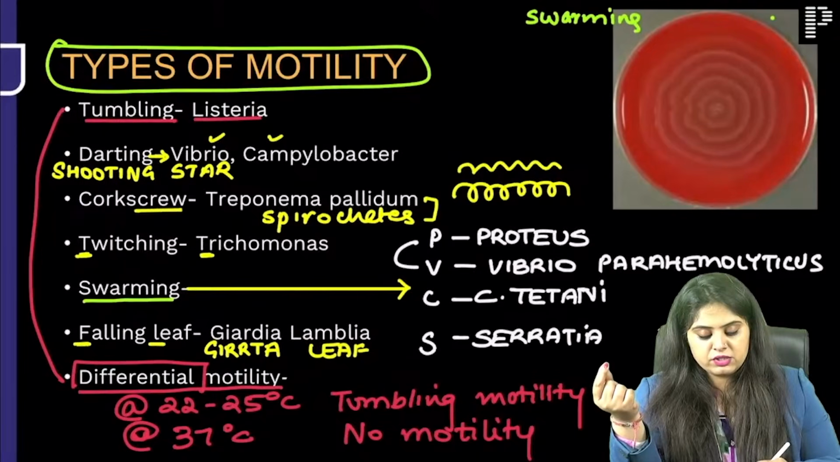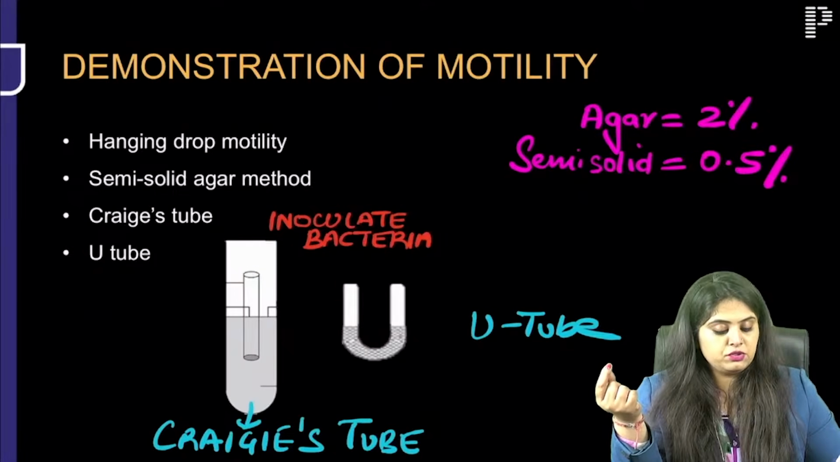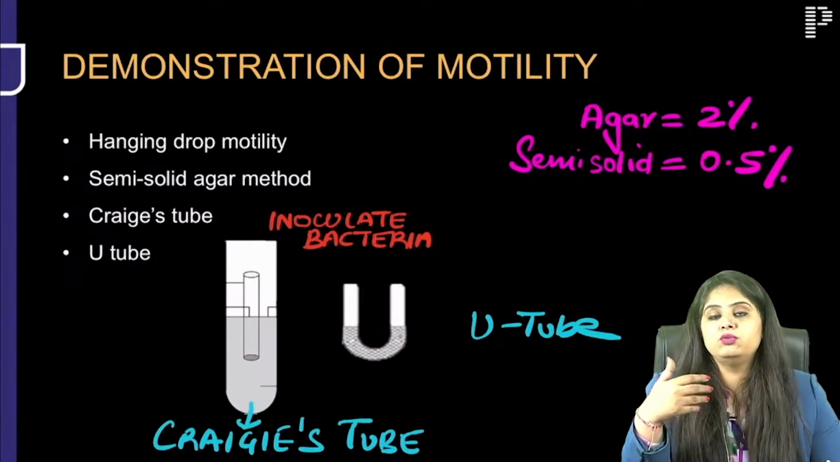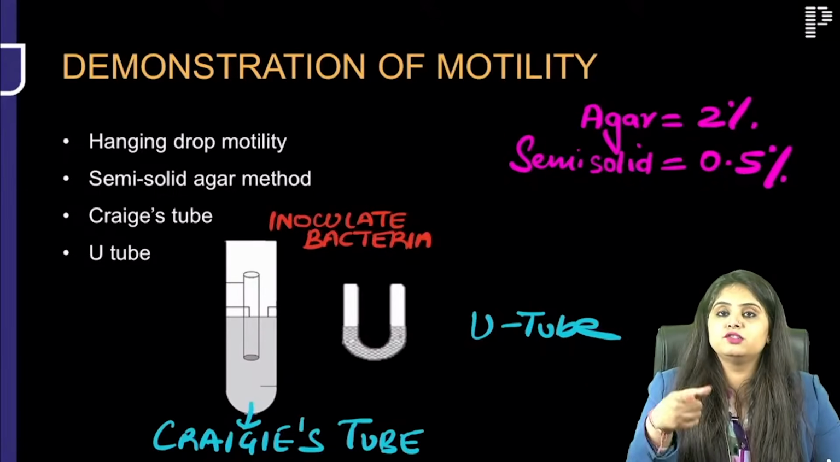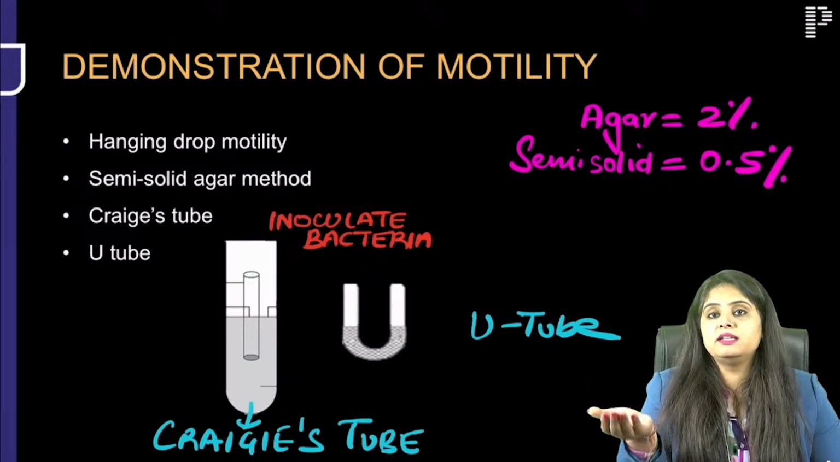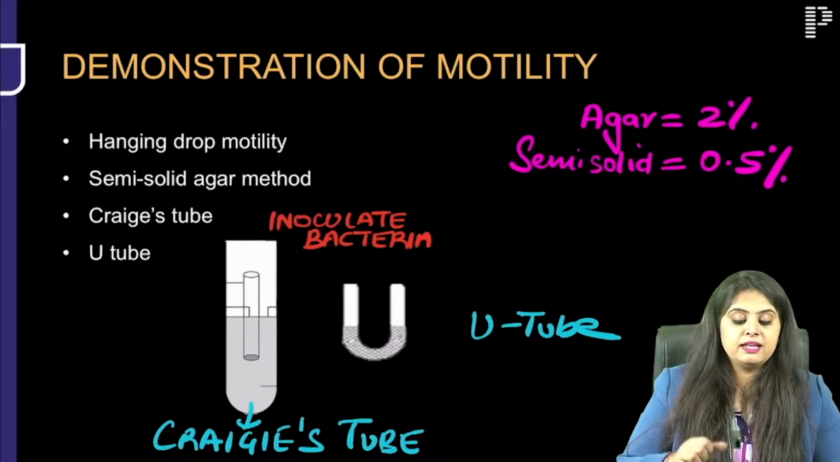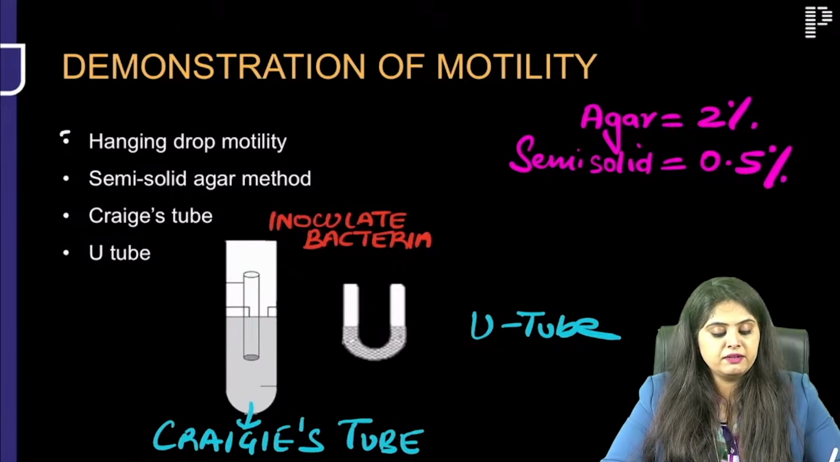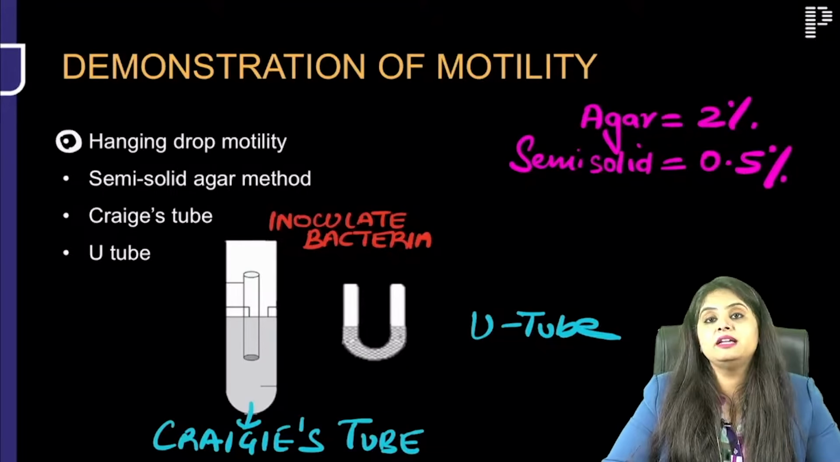Now your next question is, how am I going to demonstrate the motility? You are saying, ma'am, this is moving like a star, this is moving like circles, like a screw, but how do you see it? In a lab, how do you see all of that? There are multiple methods. The most common one that we are using nowadays is known as the hanging drop motility.